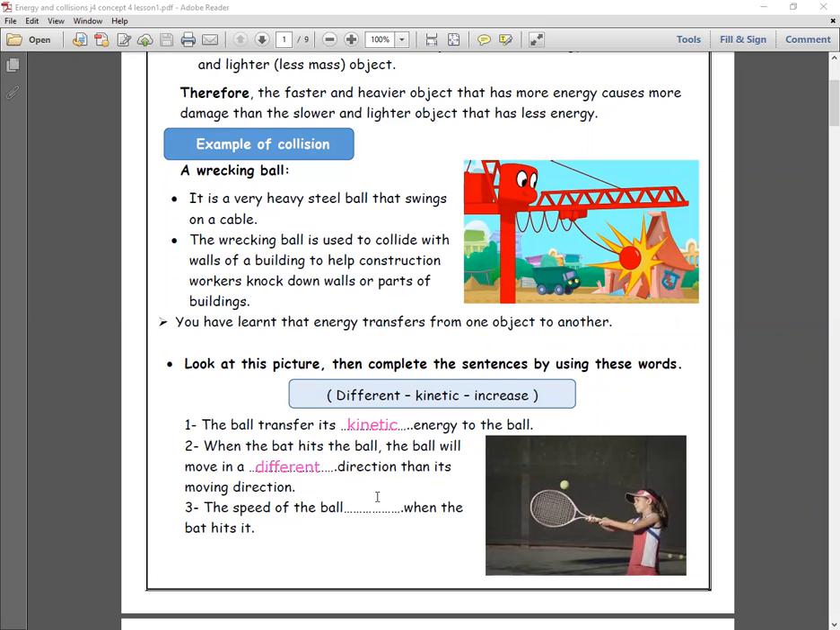Because at first, it's in the direction of the girl. Once the girl starts to hit using the wooden pad, the ball will change its direction, in the opposite direction, or in different directions in general. Number three, the speed of the ball when the pad hits it. The speed of the ball will for sure increase. Why? Because it will take part of this kinetic energy, okay?